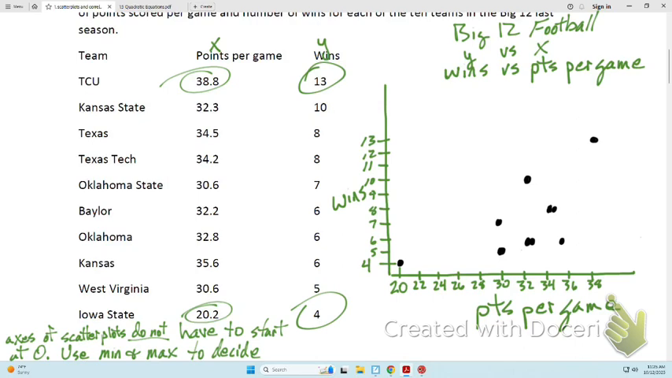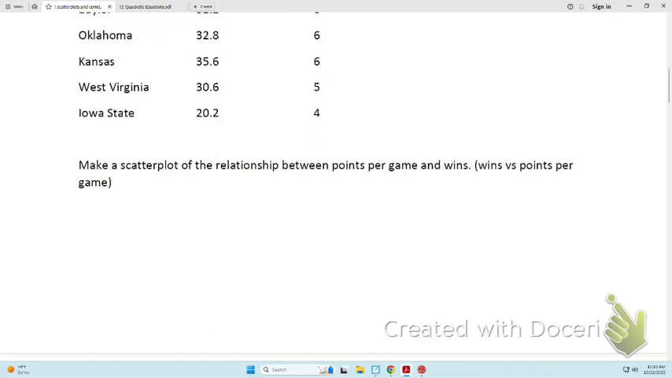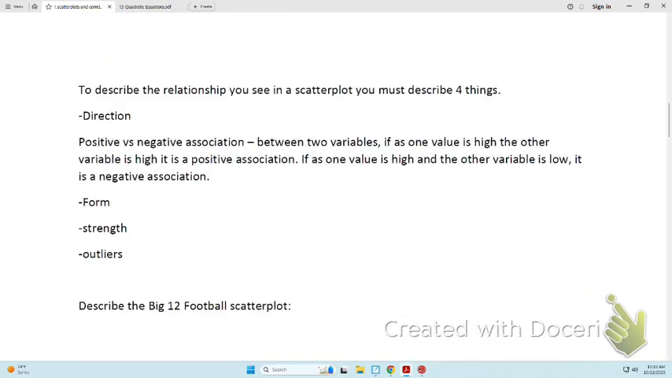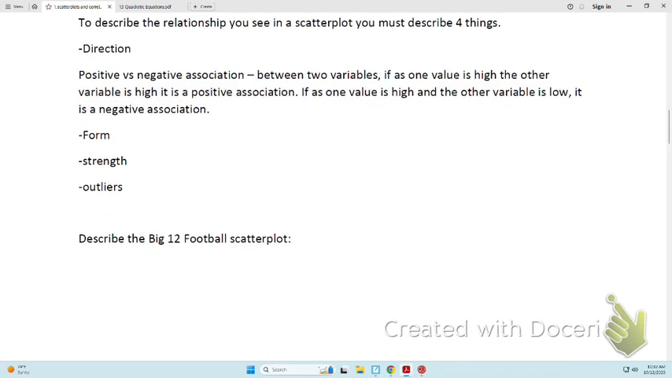So we want to be very specific in how we describe this graph. And if you flip to the back, I give you 4 things. I meant to type one more thing, and that is context. So first off, direction. Is it going up or down as you read it left to right? And ours, I think it's going positive. As we go left to right, as one variable increases, the other one is also generally increasing.